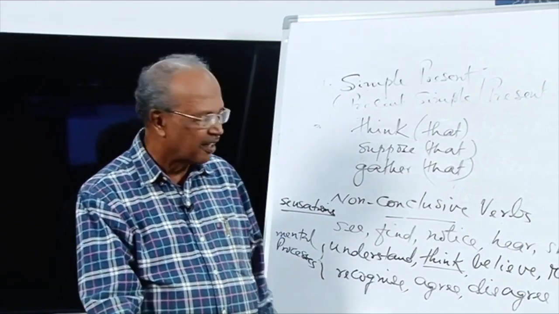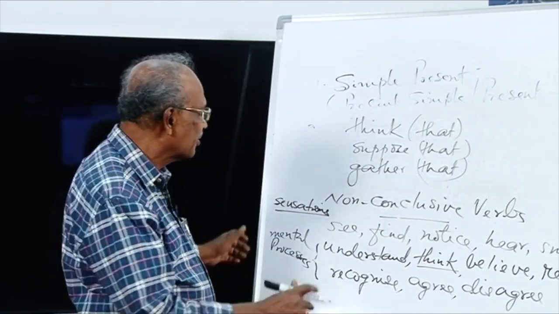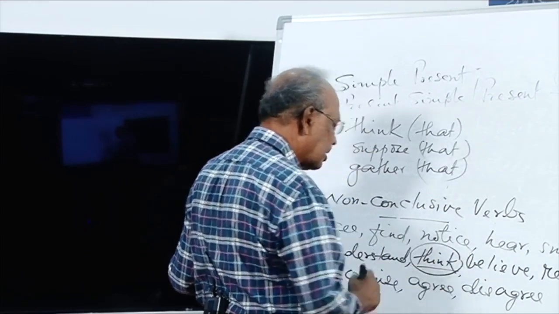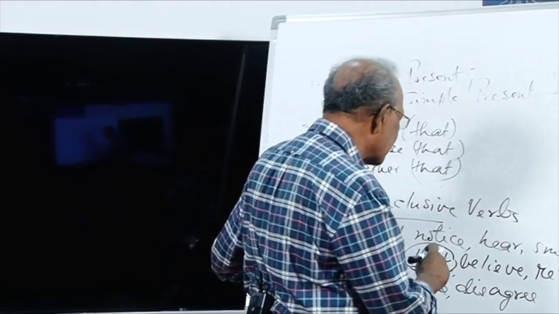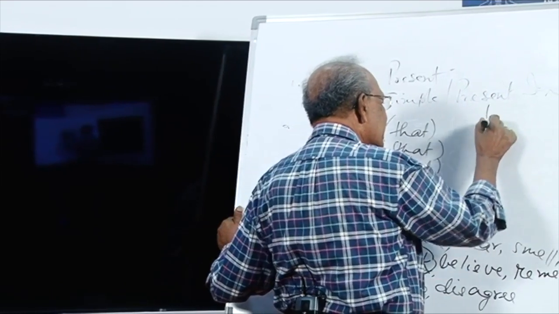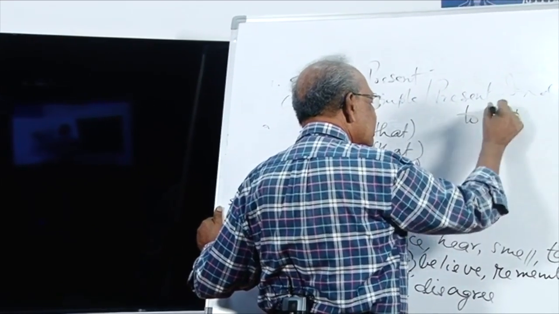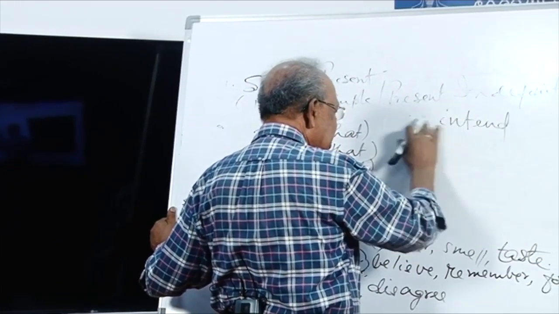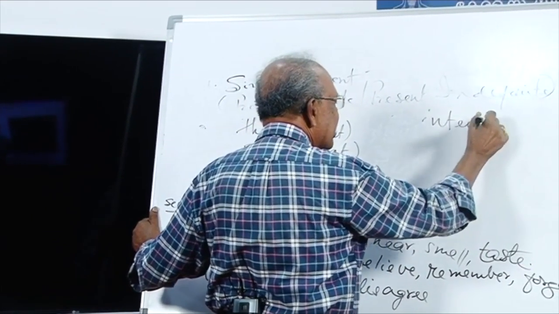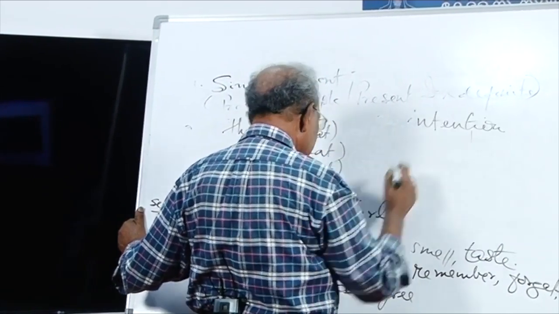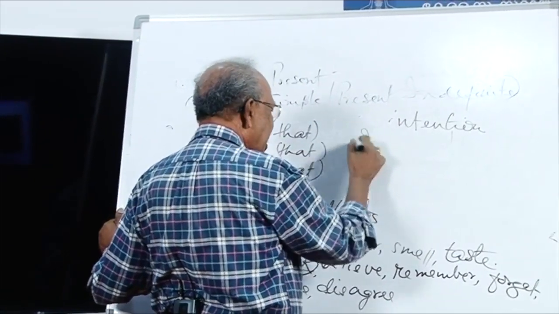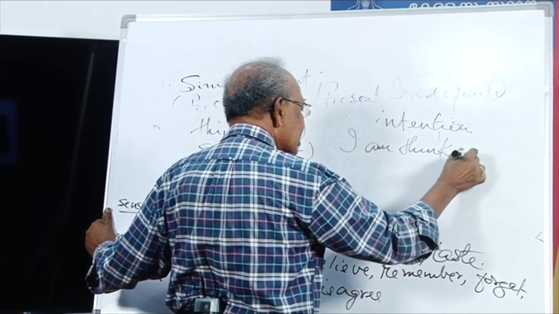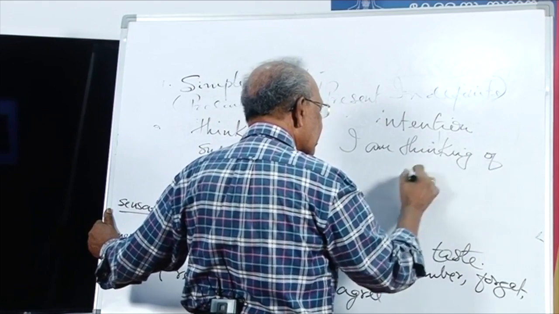Okay? Then, why? But take this one. See, when this is used to mean to intend, indicating an intention, then you can say, I am thinking of buying a car. Thinking of buying a car.